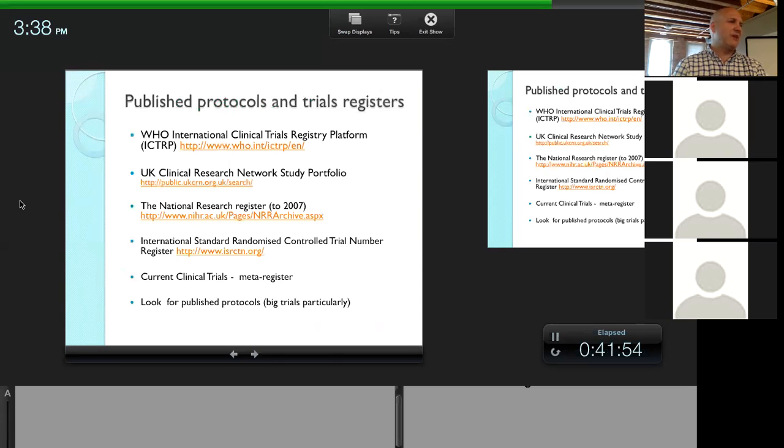So what's happening much more now is detailed protocols being published, and BMJ Open's a good journal for that. BMC Musculoskeletal Disorders is another good journal for publishing protocols. Generally speaking, if you've got a trial and it wasn't registered, that should raise your index of suspicion about it. It's not good research practice.